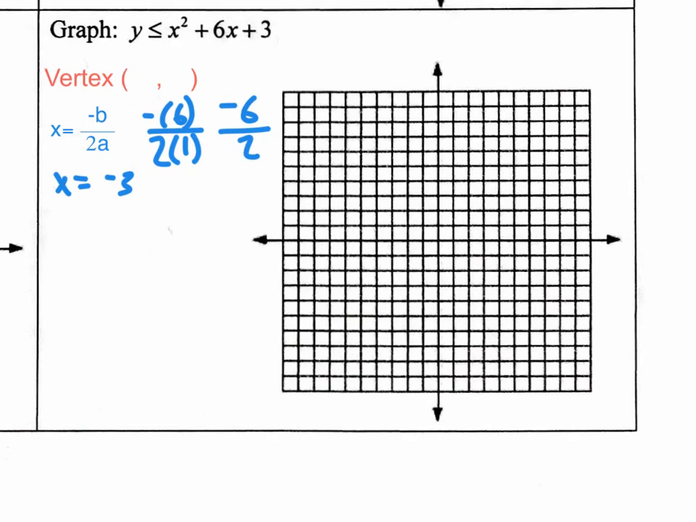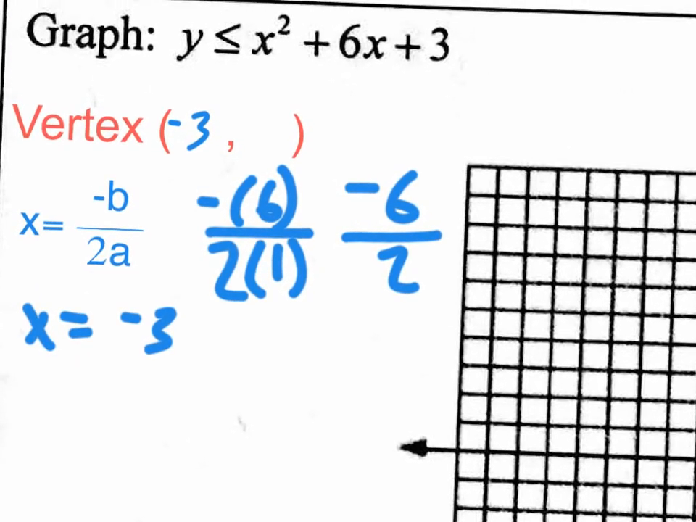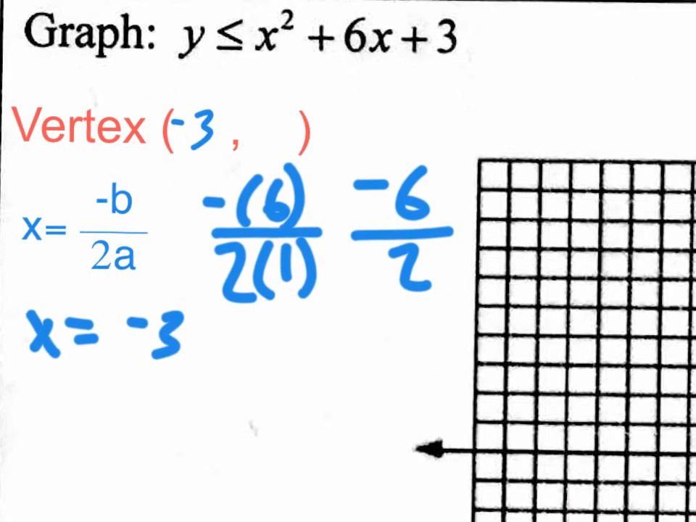So what I want to do is zoom in and put the x value of my vertex right in there, negative 3. Now I still need the y value of my vertex. How do I do that? Plug in the negative 3 and work it out. Notice that I replaced the x's with parentheses, and I'm putting the negative 3 right in there.